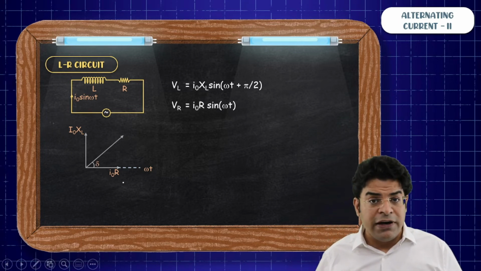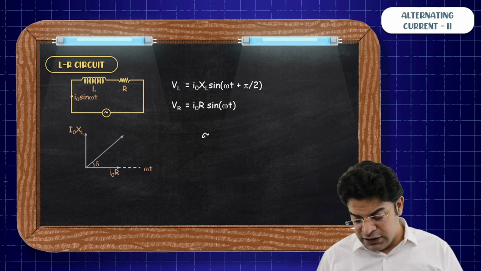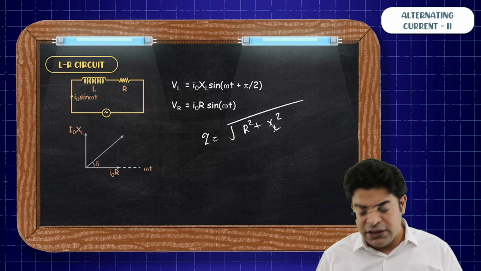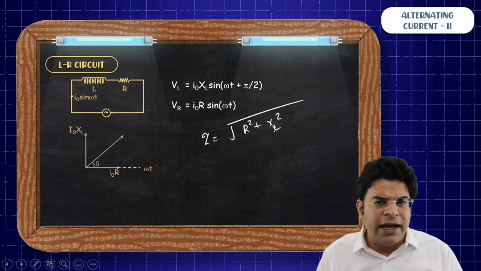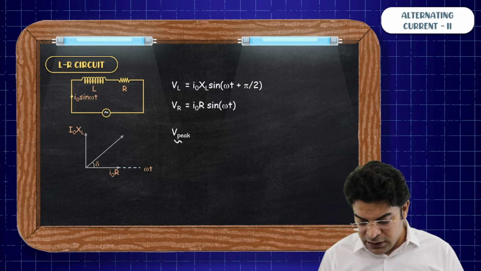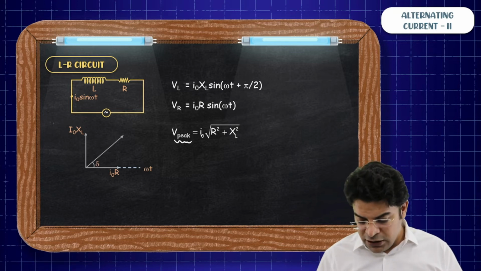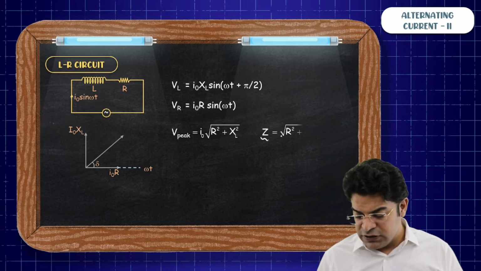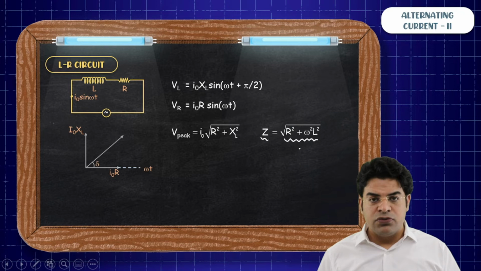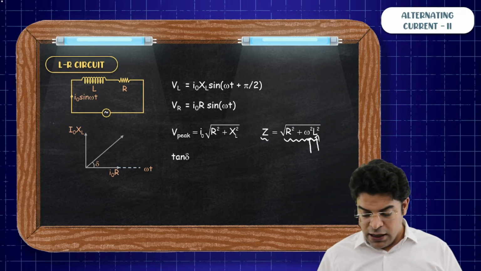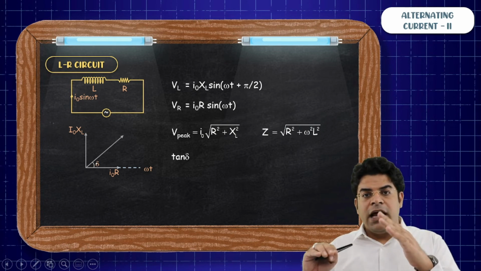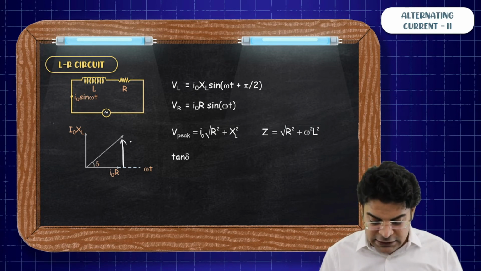And if you need to find the impedance of this circuit, the impedance equals under root of R square plus XL square. As there is no capacitance, remove the term of XC. So the peak potential drop is nothing but the peak current into under root of R square plus XL square, and the impedance of the circuit is under root of R square plus XL square, that is omega square L square, and tan delta, the tan of the phase difference between current and potential, will be given by XL upon R.